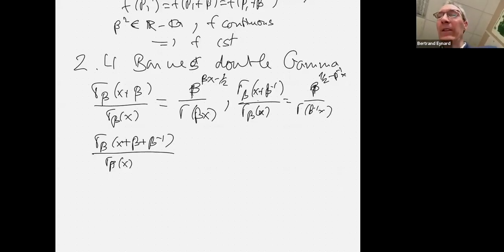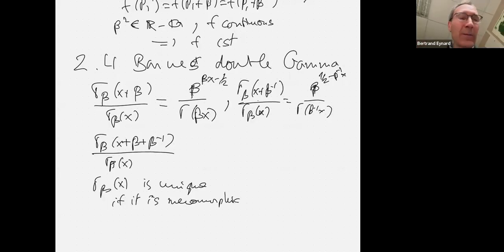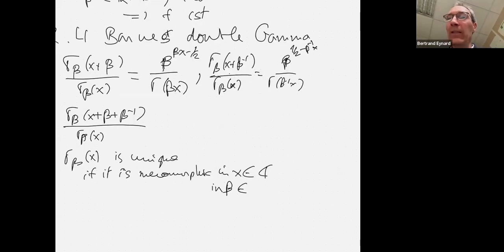So now I'm not constructing this Barnes double gamma function because it's pretty much defined by these properties. The solution of these shift equations is pretty much unique, modulo some analyticity assumptions. So the claim is that gamma beta is unique, provided we assume it is meromorphic. So meromorphic in x and also in beta. Meromorphic in x over the whole complex plane and in beta over the complex plane minus the imaginary axis.